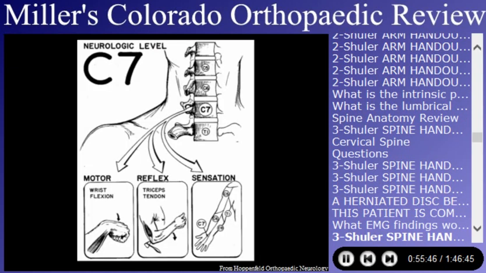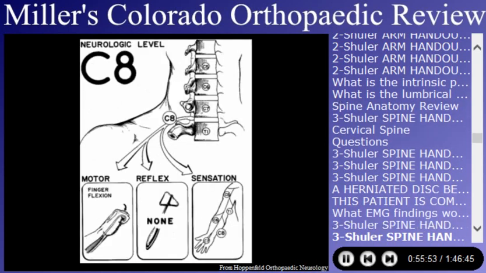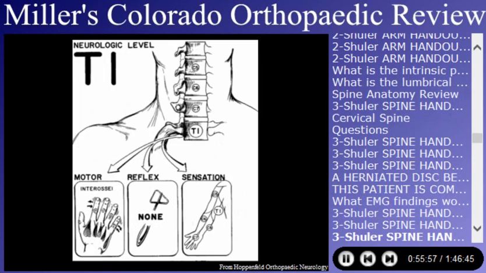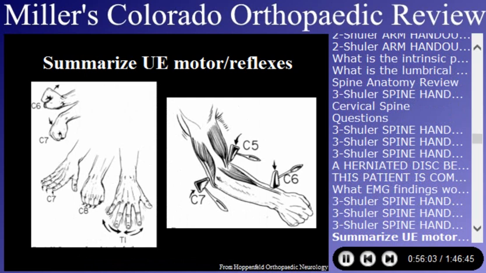C6, wrist extension, triceps reflex, sensation shown, middle finger. C8, finger extension, reflex none, sensation is shown. T1, interossei with no reflex. Sensation is shown. Summarize, real quick, easy: 6, 7, 7, 8, curl them, T1. That's the way I just remembered it when I was on my spine rotation. Real quick way to remember that. Reflexes are shown there as summary.